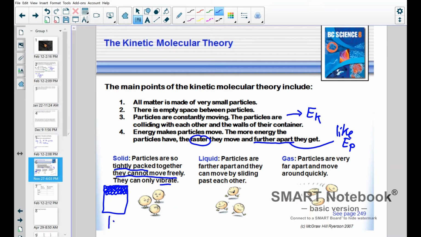So solids have a very low kinetic energy, but a very high potential energy. You can also think of that like a rubber band and how tightly they're held together.